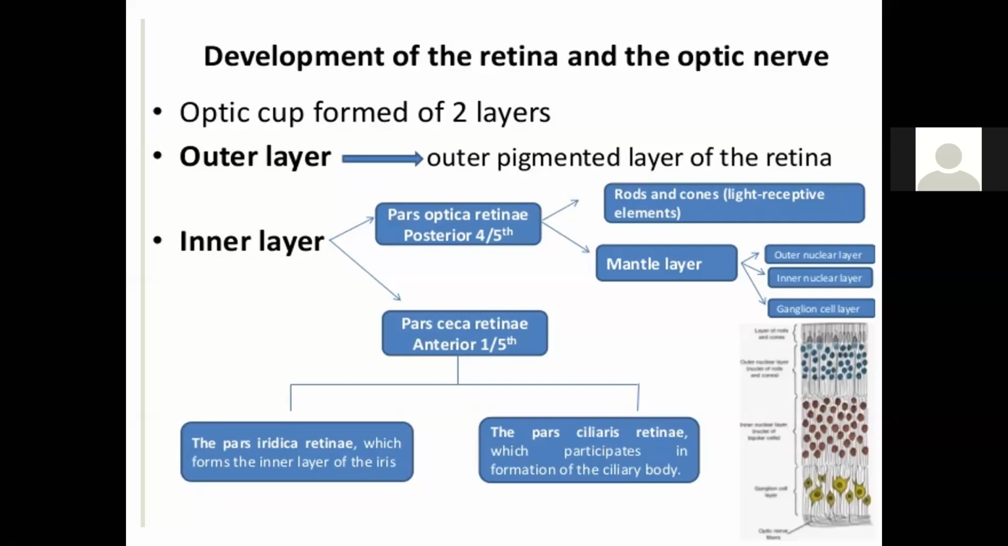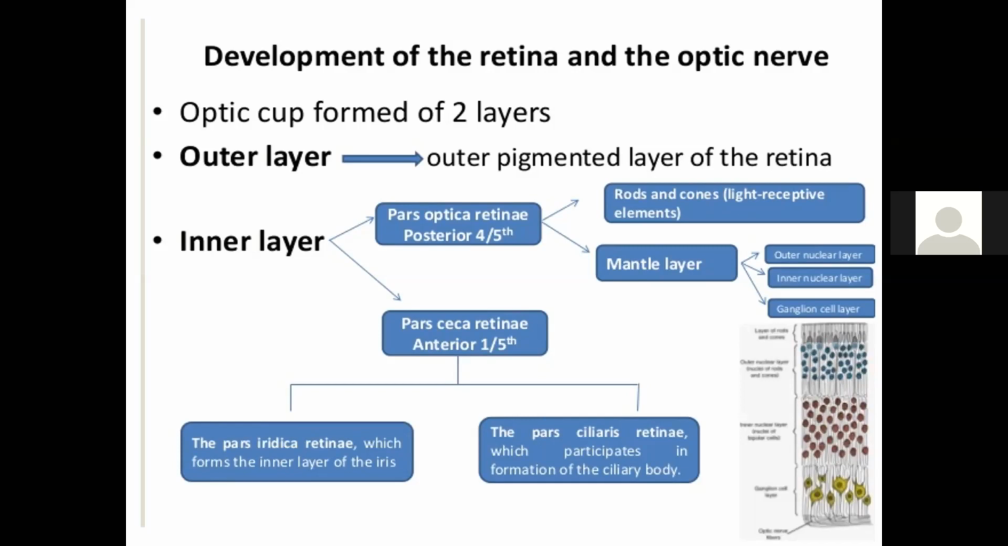जो layers बनाएगा, और pars ceca retinae, which will form the iris as well as the ciliaris. These are divided, but you need not remember it. Just remember that from the inner layer, from the anterior 1/5 of the layer, the ciliary body and iris are formed.